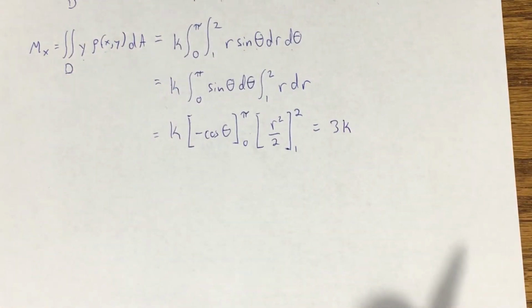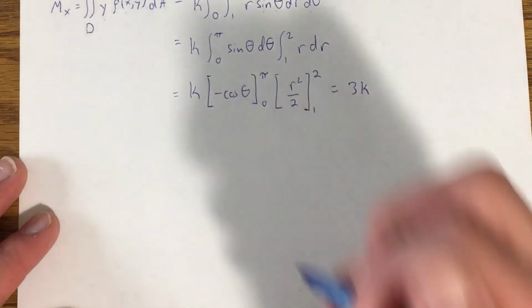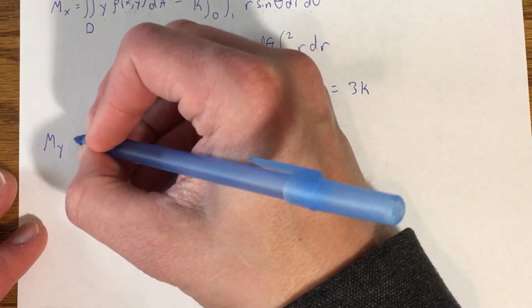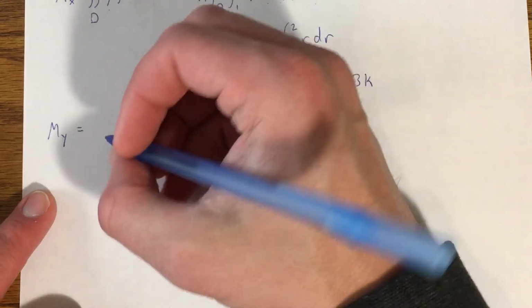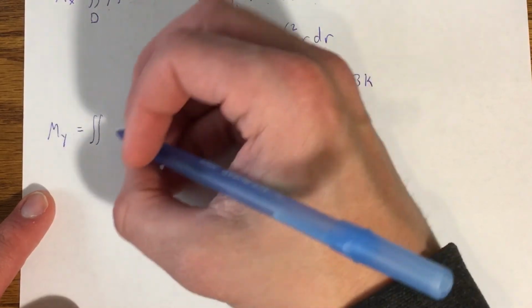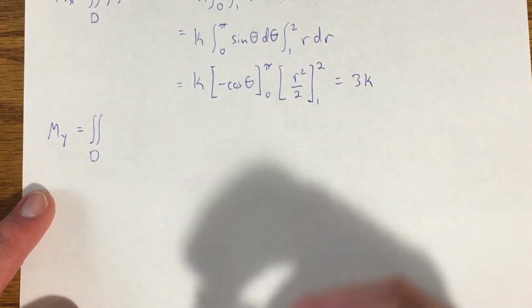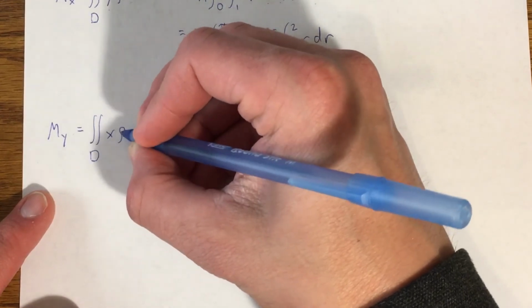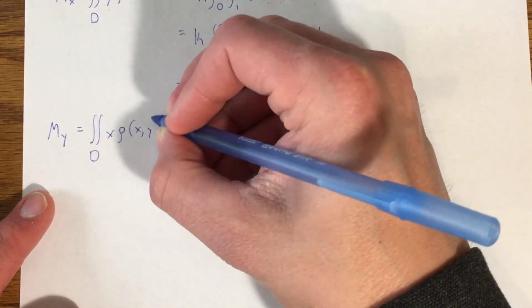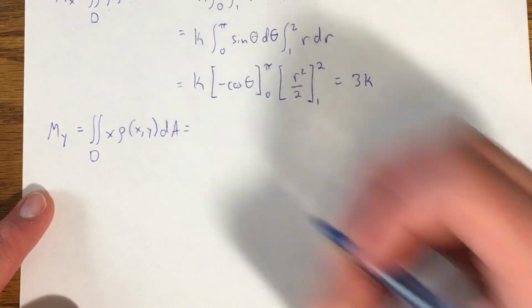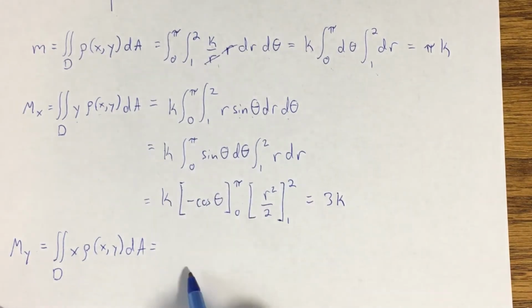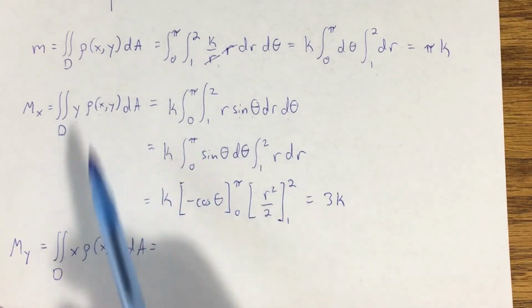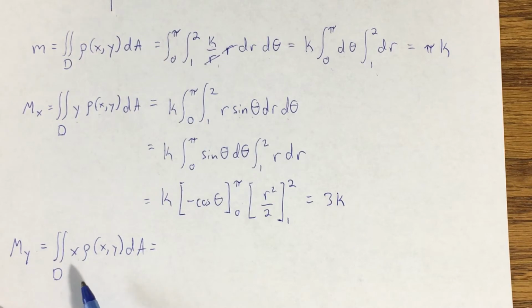Let's look at my now. All right, my. So this one we're looking at a double integral over that region D of x times rho of x y dA. Okay. Now, if you think about what happened here, the only difference is that I have an x instead of a y. So that in polar coordinates will look like r cosine of theta.